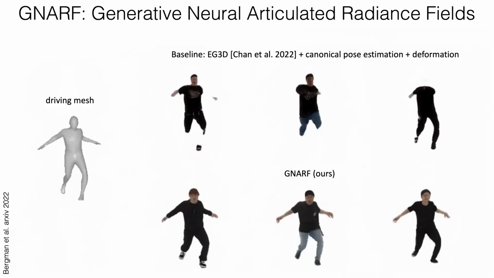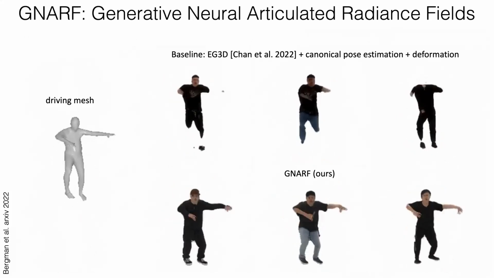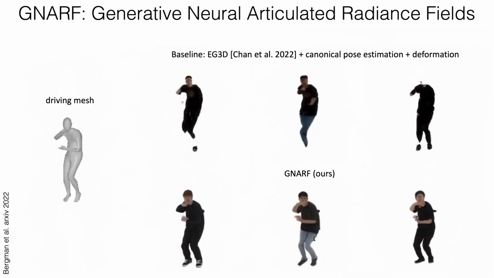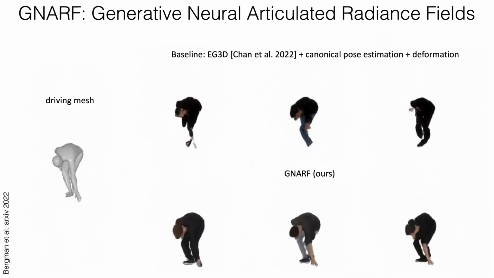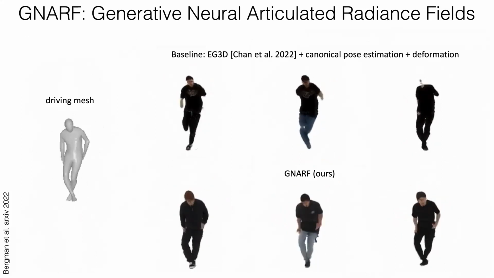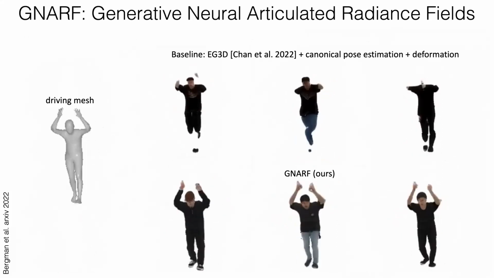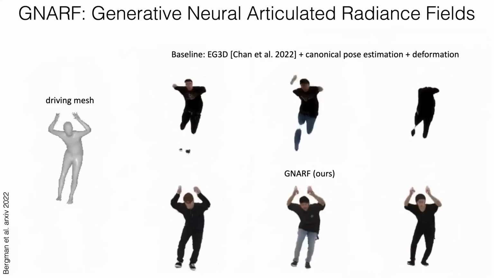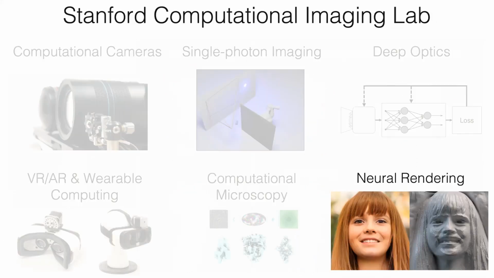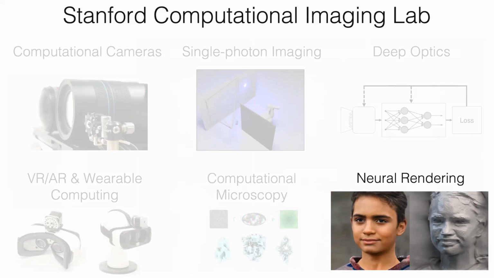It's actually very challenging to do this without the deformation module. If you just take the EG3D baseline and train it on a data set of people, such as AIST++ in this case, and then you try to rewarp these generated people, it's actually challenging because they're generated in an arbitrary pose and you have to detect that pose first. Whereas our method does it in the canonical pose and then deforms it after. So this paper is either already on arXiv or will be up there soon. And this kind of concludes my talk.